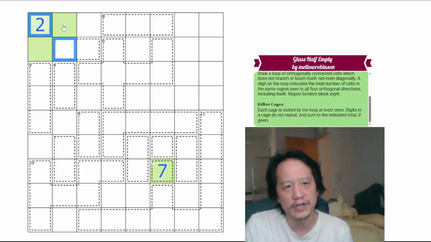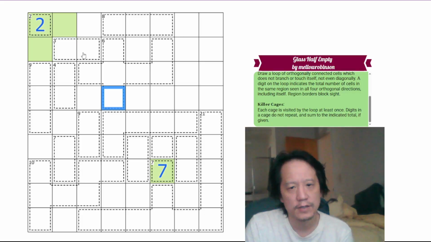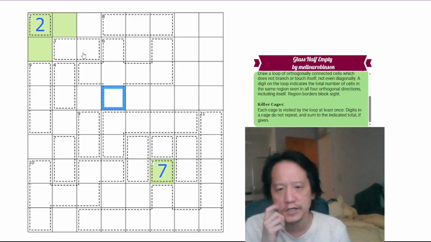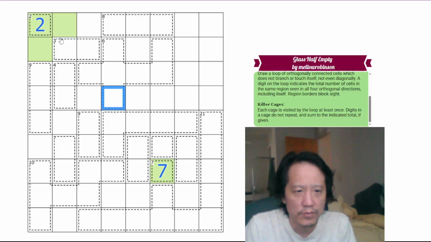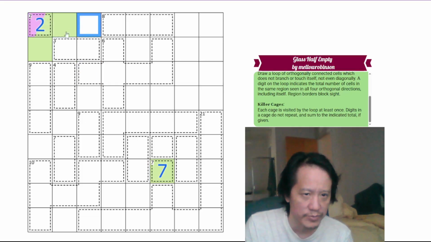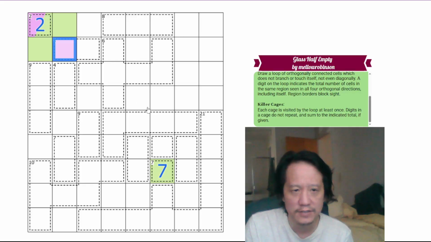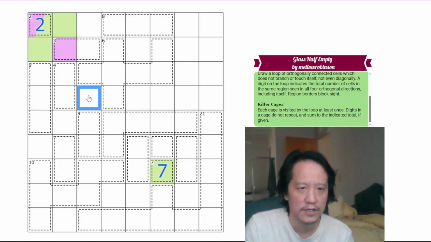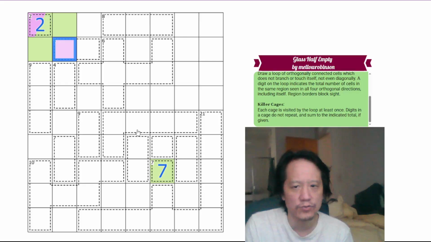Okay, so we're going to make the loop green. We're going to make the regions pink, red, orange, and blue. So this is pink. It goes one of these directions and stops, and then goes to here. It has to connect to here to be orthogonally connected. So this must be part of the region.